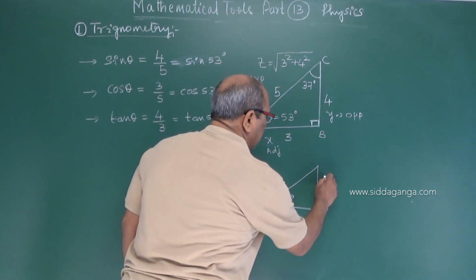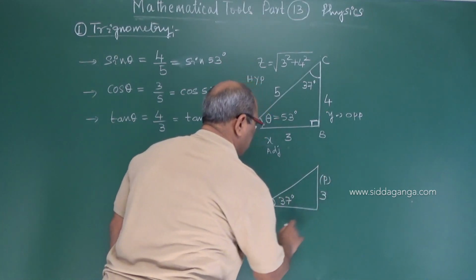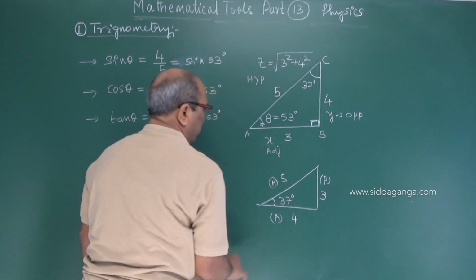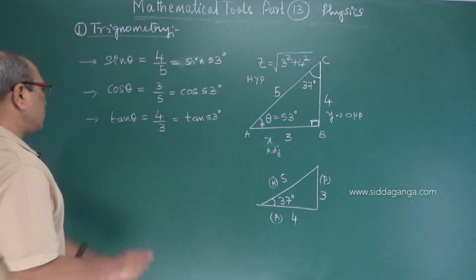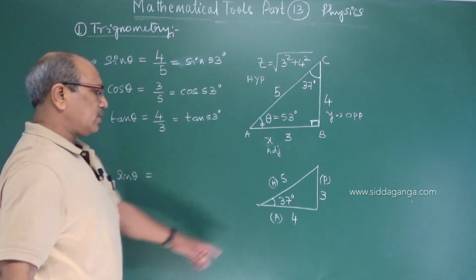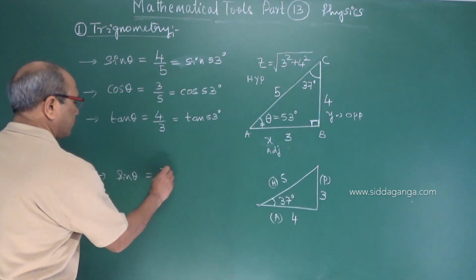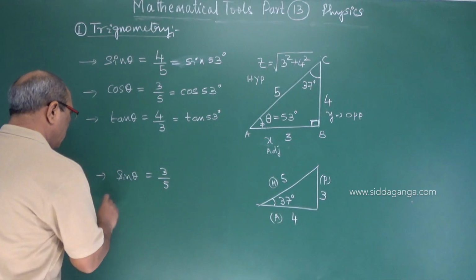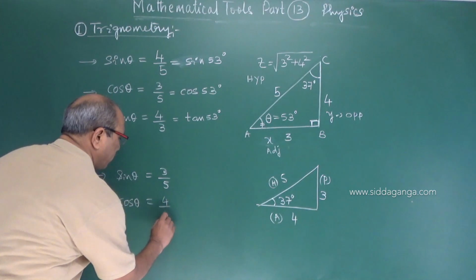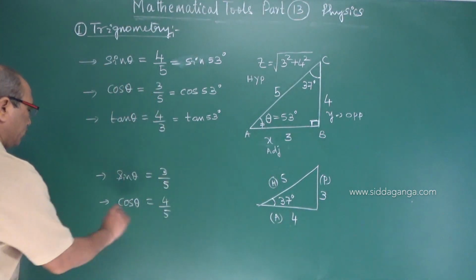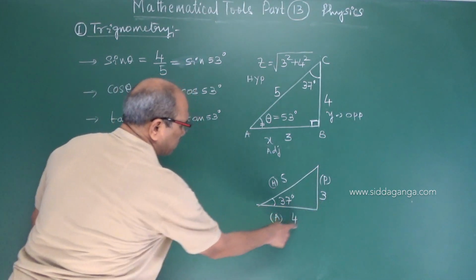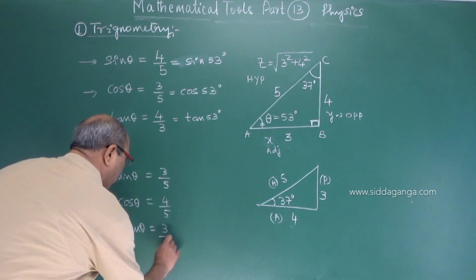Now this is the opposite side having value 3, the adjacent side as 4, and the hypotenuse as 5. Also I can take what is sin theta. Sin theta is 3 by 5. Similarly, cos theta is 4 by 5, because adjacent side by hypotenuse. And similarly, tan theta is opposite side by adjacent, which is 3 by 4.